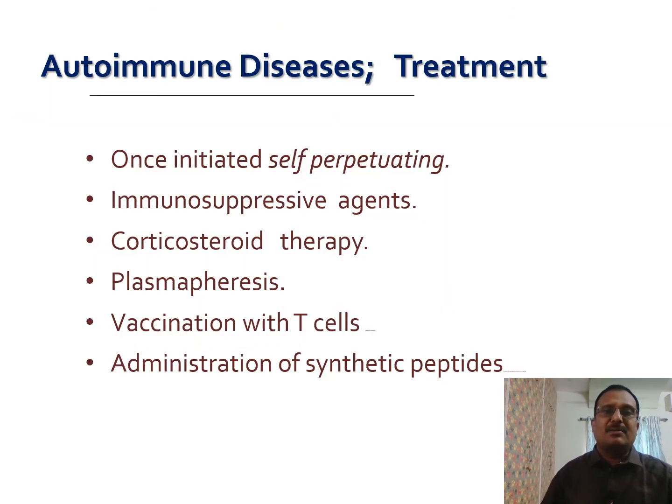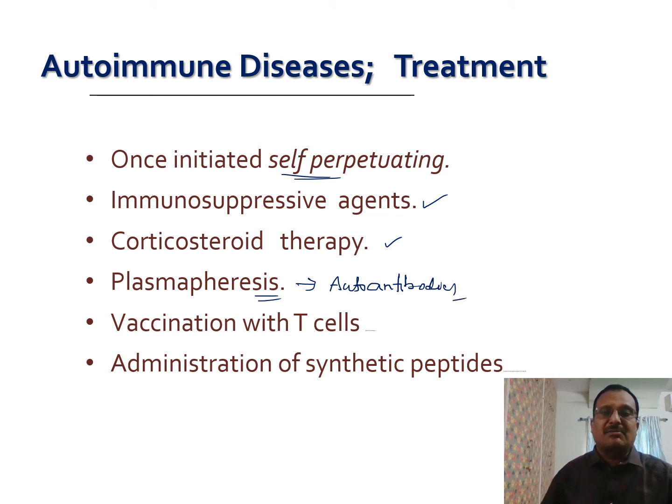Then treatment: once the disease is initiated, it's self-perpetuating. It continuously goes on. So we have to give immunosuppressive agents, corticosteroid therapy also is to be given, and plasmapheresis can be done. Plasmapheresis means the blood from the body is removed and passed through a machine, where all the unwanted autoantibodies will be removed, so that we can reduce the severity of the condition.